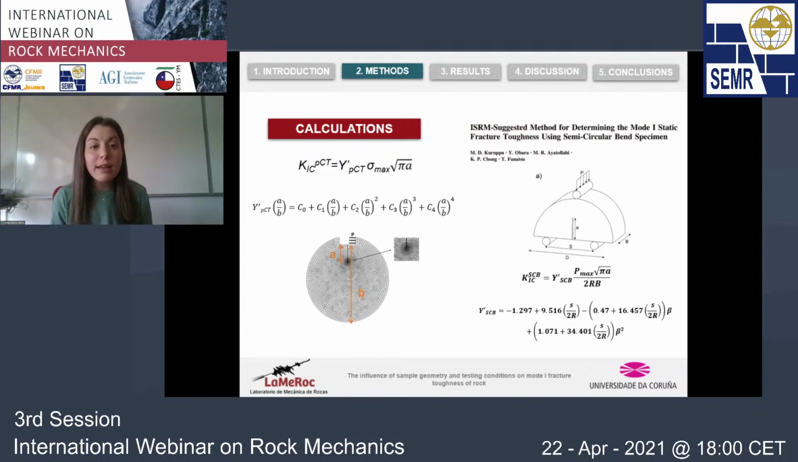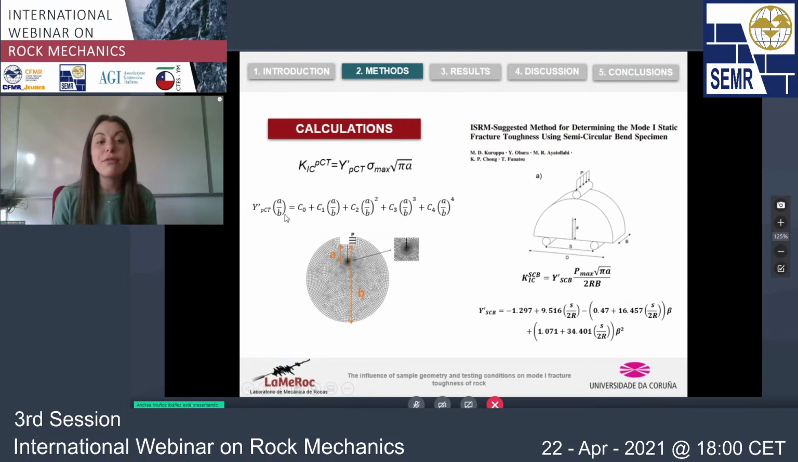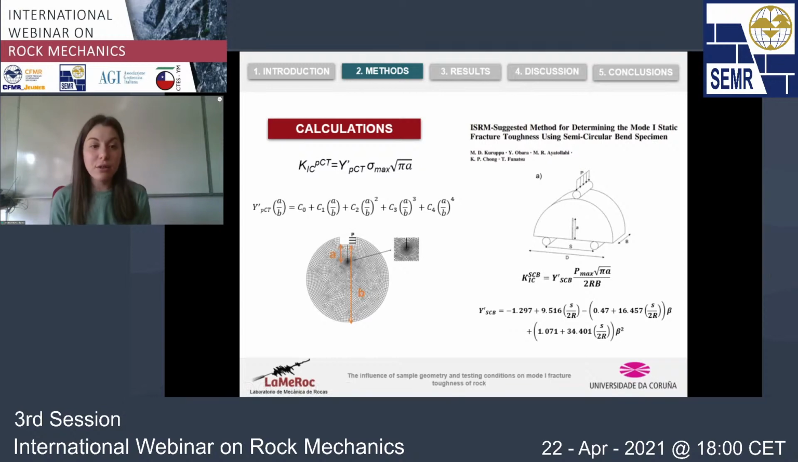And the third one, this Y here, is called the dimensionless stress intensity factor. And this factor depends not only on the loading conditions, but also on the shape of the specimen. So for this particular case of the PCT, we had to derive an expression for this factor. And we did it using numerical models, using the finite element method. So using these models, we computed an expression like this one, which is a function of the notch length. And these coefficients from C0 to C4 change with the size of the specimen.